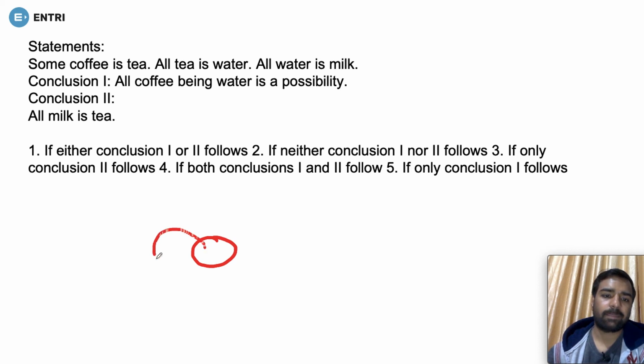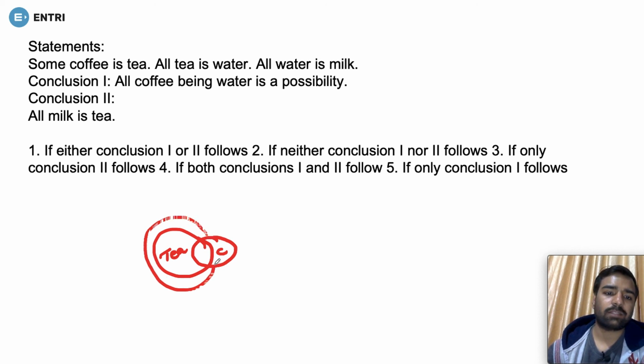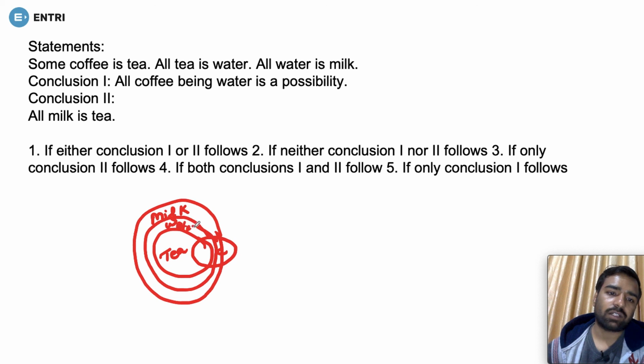Okay. This is the coffee and this is the tea. Now they are saying that all tea is water. This means this will be a water part. Now they are saying that all water is milk. This means they are talking about this part. This was water. This was coffee. It is very, very clear now.